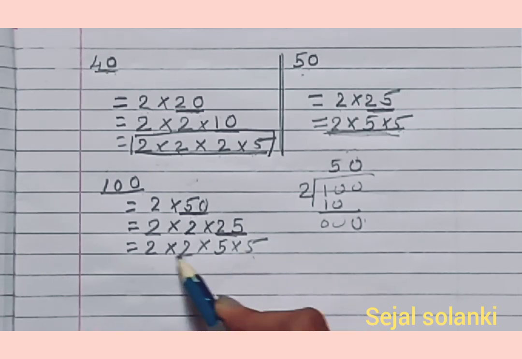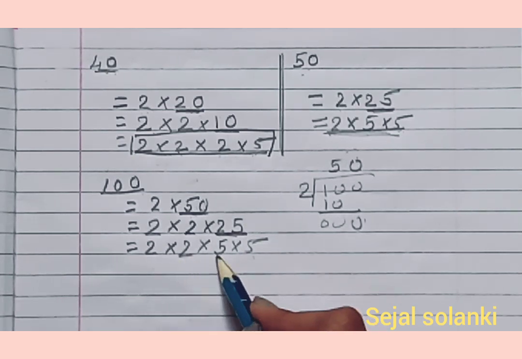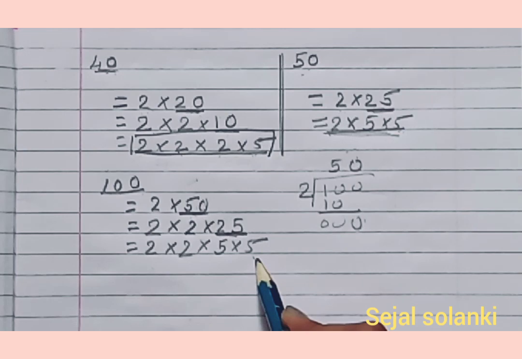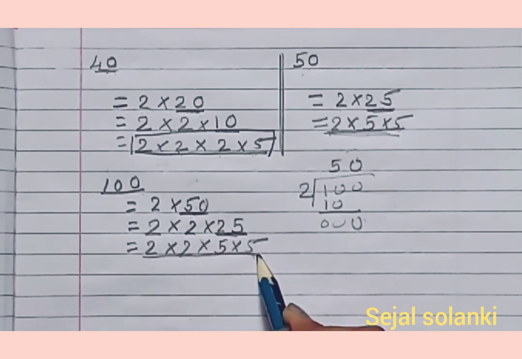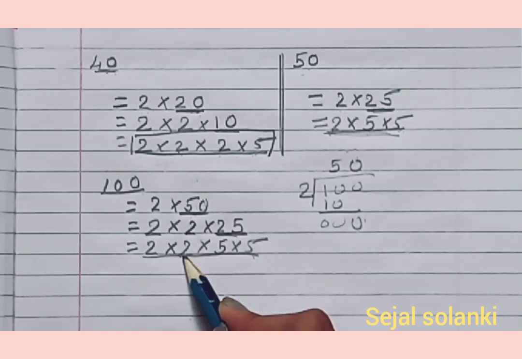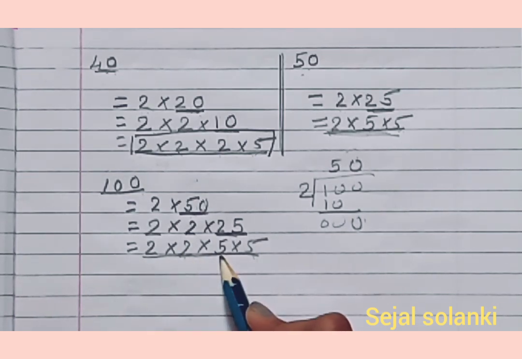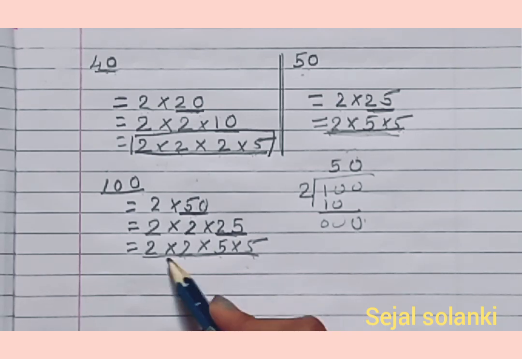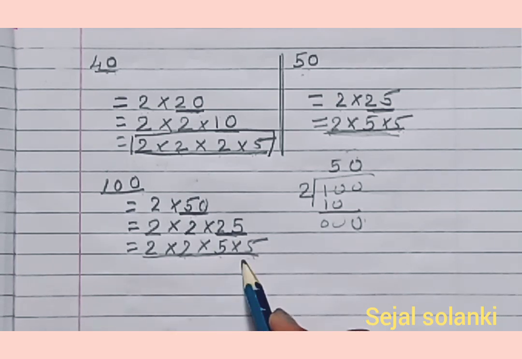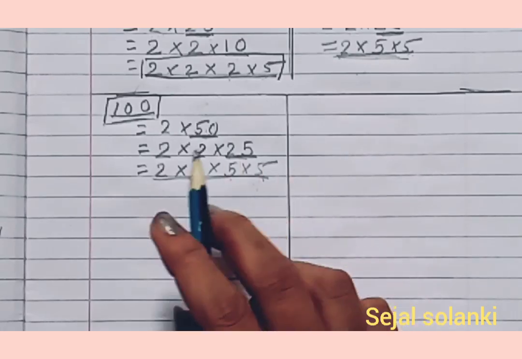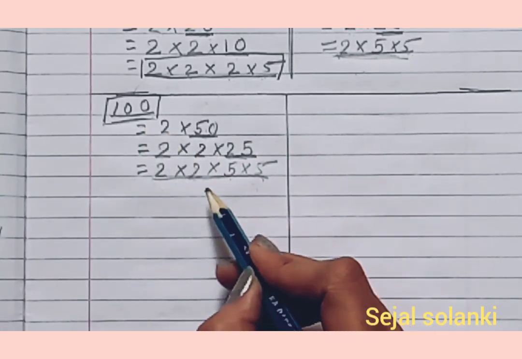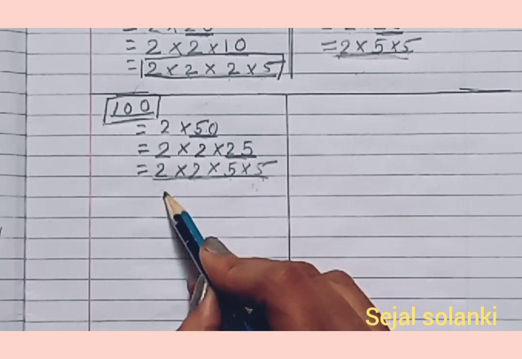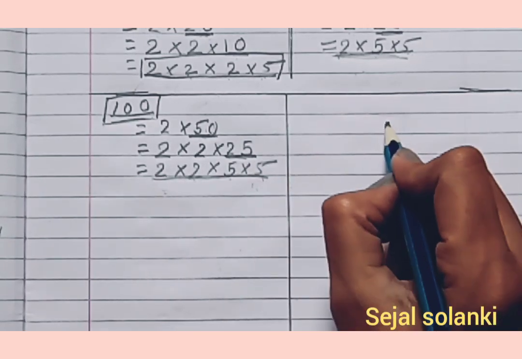Now let's check whether any composite number remains. Is there any composite number? No. So these are the prime factors of 100. 2 into 2 is 4, 4 into 5 is 20, and 20 into 5 is 100. So these are the prime factors of 100. Now this was the multiplication method. Once again we will find the prime factors of this 100 by using the division method.